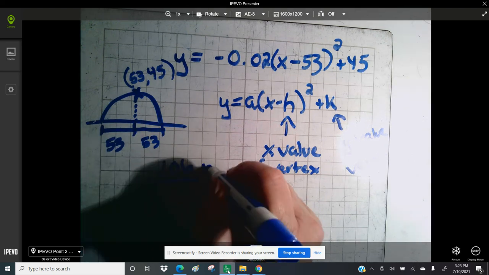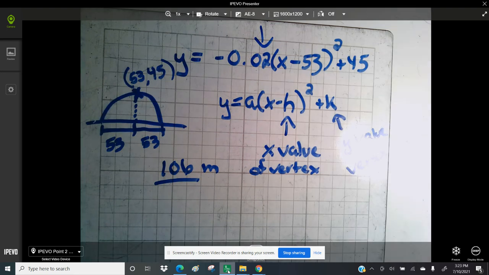And that's meters. And the only reason I say roughly is because this a value does have a little bit of play in that. If you actually graphed it and found that point, you're going to see when we do that later that it's probably going to be a little bit off, but that's going to be close enough.